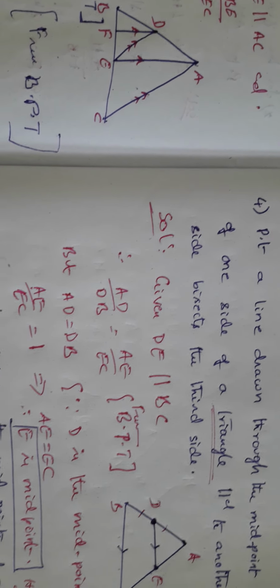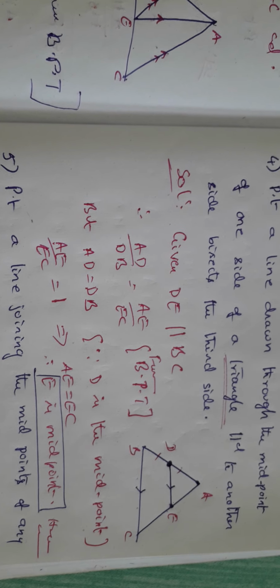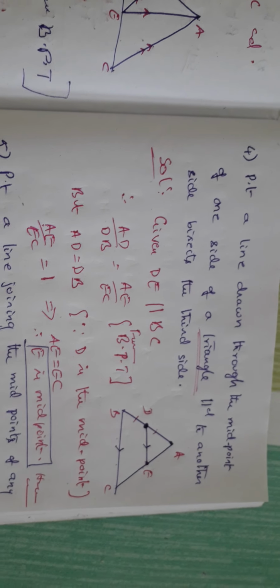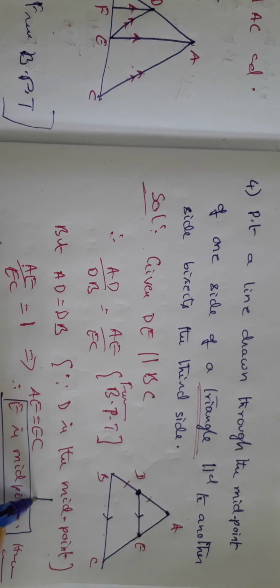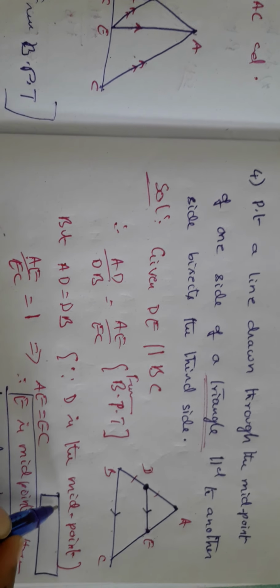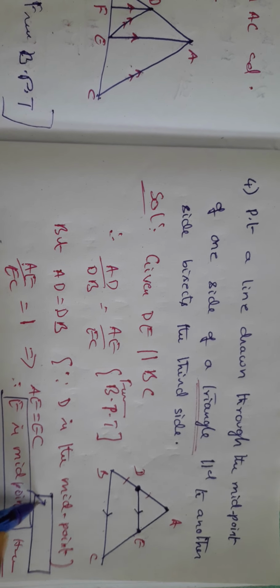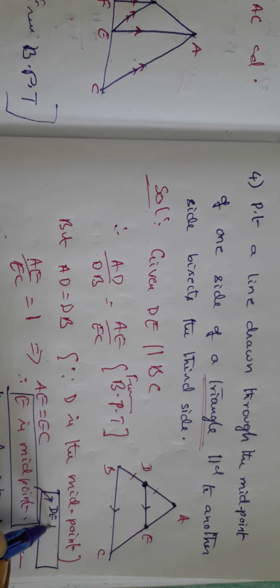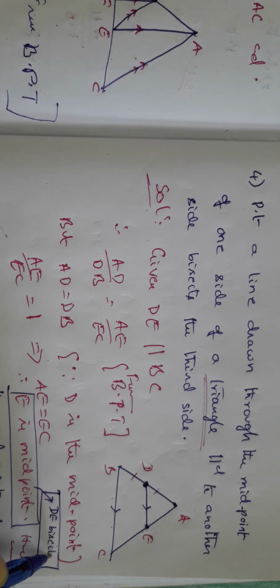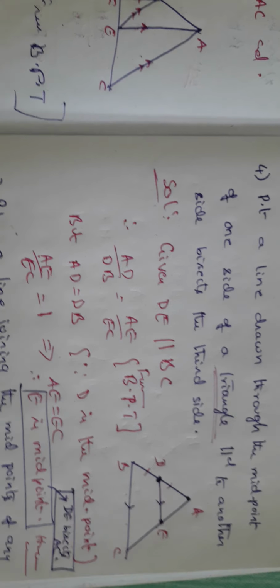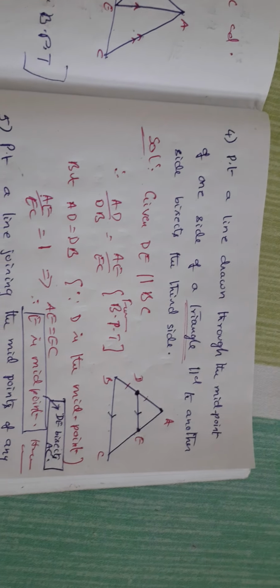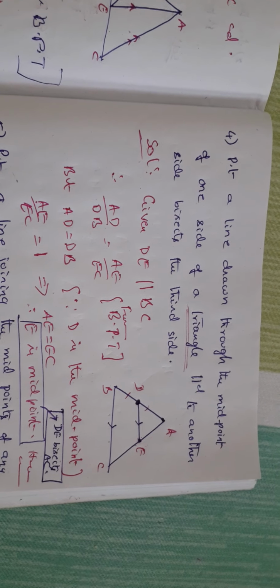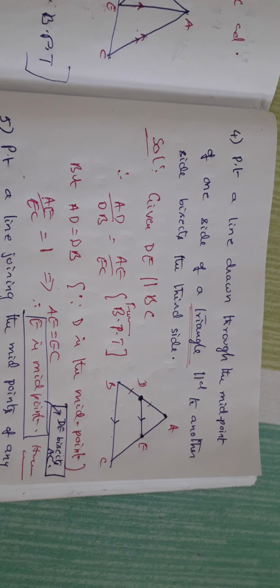So what is the conclusion that you have to write? That DE bisects AC. I am writing the conclusion here as I don't have enough place. This implies DE bisects AC. Right? DE bisects AC. Okay. So take a screenshot of this, and let's move on to the next problem.